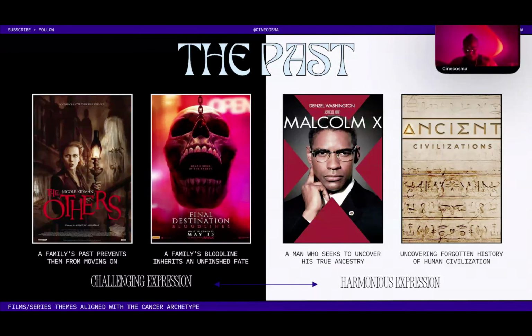But next we have Final Destination Bloodlines. Now I have seen this. Final Destination is a franchise. I believe Bloodlines is movie number 5 or 6 in the franchise. And this one in particular is about bloodlines. If you remember, I believe that was one of the words that I put on the theme slide, that bloodlines connects to Cancer as well. And so this particular Final Destination installment follows a family. A family's bloodline inherits an unfinished fate.